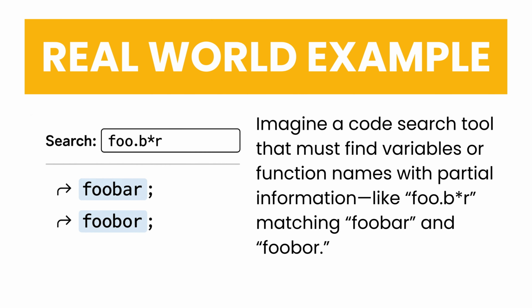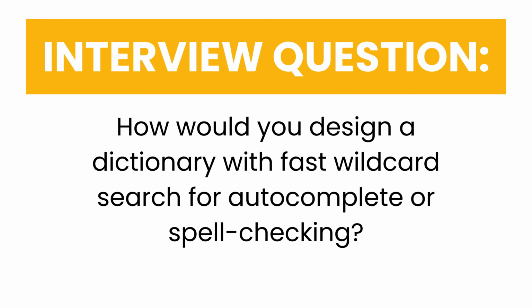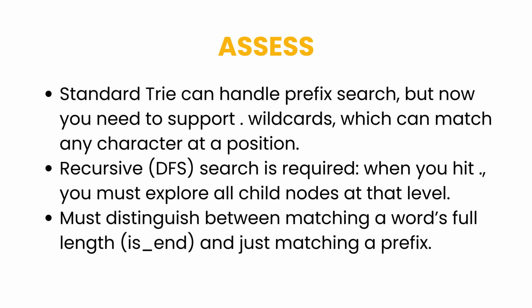Imagine a code search tool that must find variables or function names with partial information, like foo.bar matching foobar and foobar. An interviewer might ask, how would you design a dictionary with fast wildcard search for autocomplete or spell checking? What's tricky? A standard trie can handle prefix search, but now you need to support period wildcards, which can match any character at a position. Recursive DFS search is required. When you hit a period, you must explore all child nodes at that level. Must distinguish between matching a word's full length, is_end, and just matching a prefix.